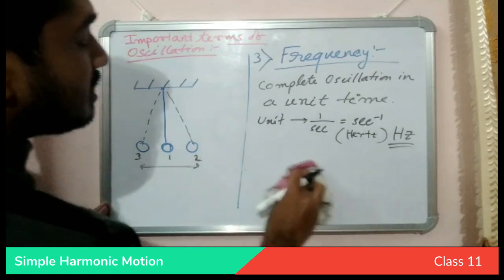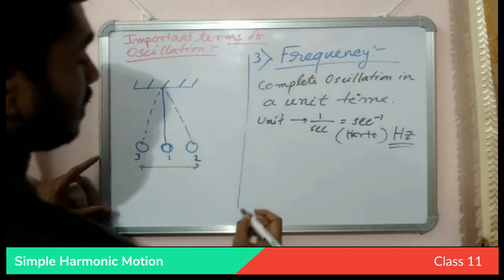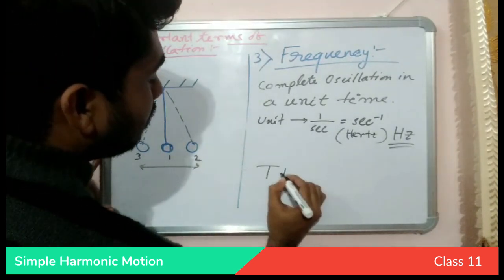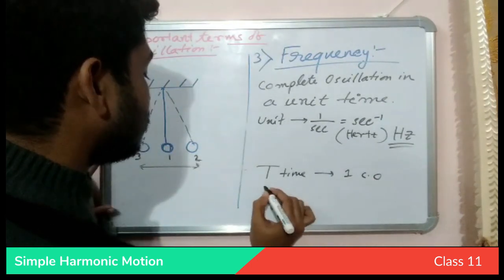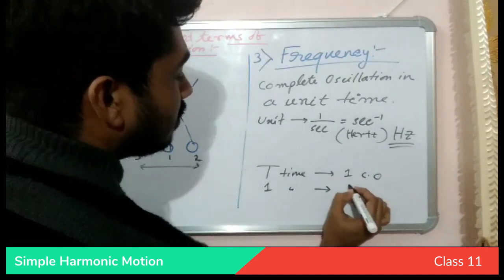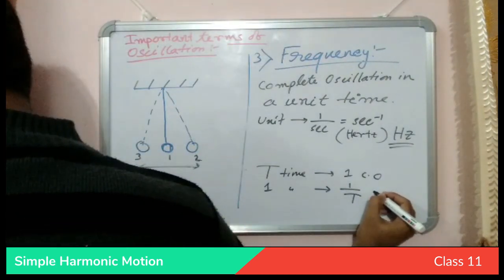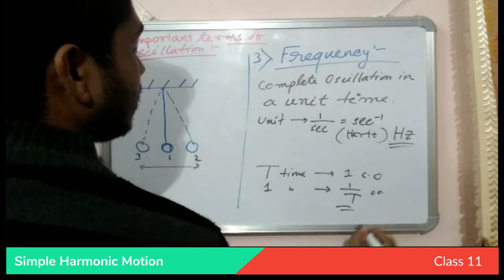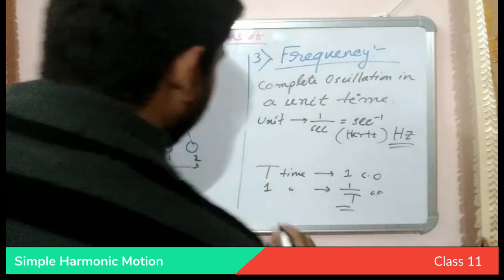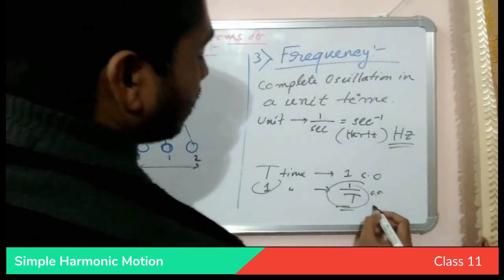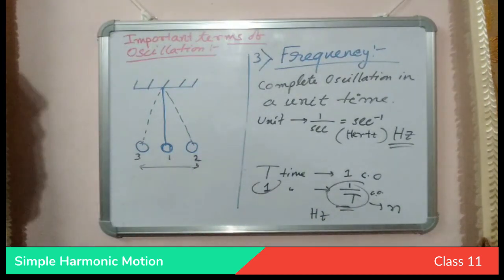So if the time period is t, that is, for a complete oscillation it takes t time. It takes t time for one complete oscillation. So in a unit time, it will take 1 by t complete oscillations. So this is the number of complete oscillations. The number of complete oscillations in a unit time is known as the frequency, and this is n hertz. Okay.